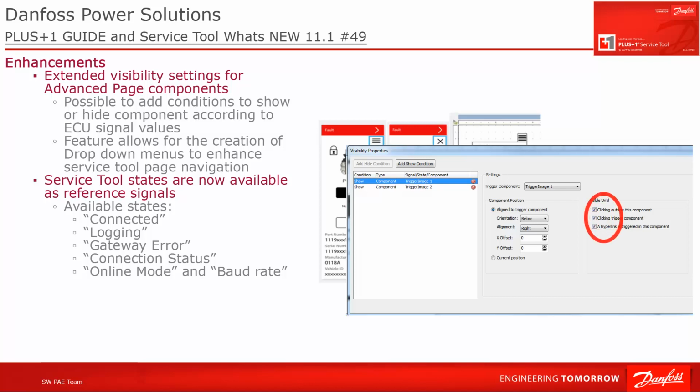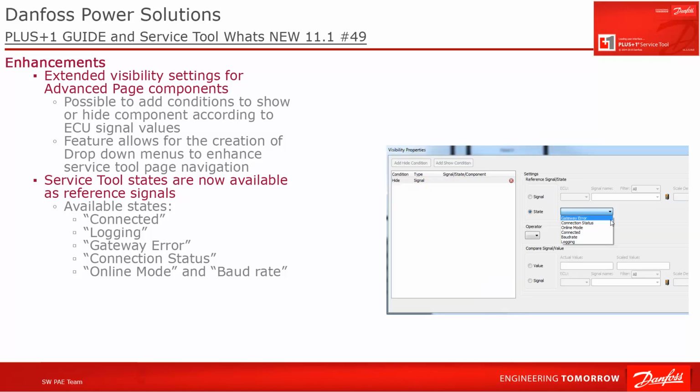And in addition, you can select how long this component will be visible. So if you click outside the trigger component or click the trigger component again, or if it is controlled via a hyperlink. The visibility properties provide service states like connected, logging, gateway, error, connection status, online mode, or baud rate as reference signals, and these reference signals can be used to hide components as well.